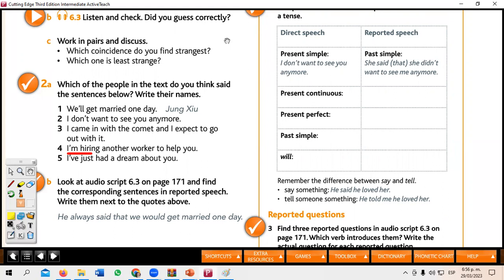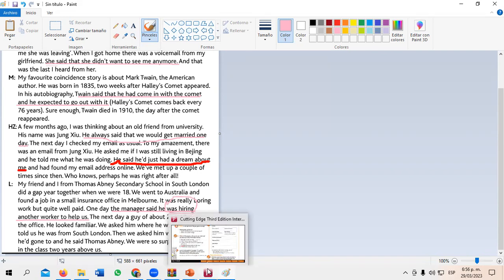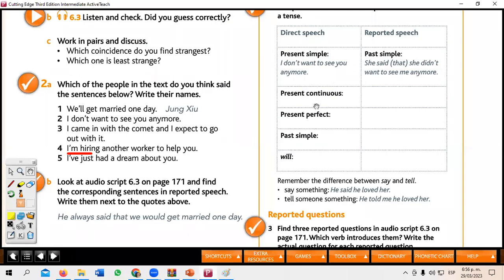From present continuous, I'll help you with the second one so you see what I mean. The second one is: I'm hiring another worker to help you. Here, the reported speech is: the manager said he was hiring another worker to help us. So what is the tense here? Past continuous. So from present continuous, we go to past continuous.